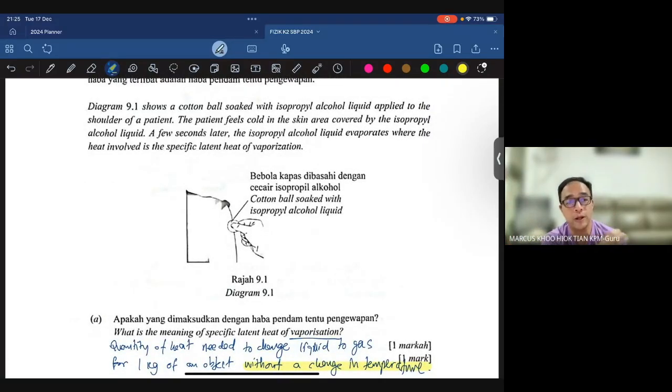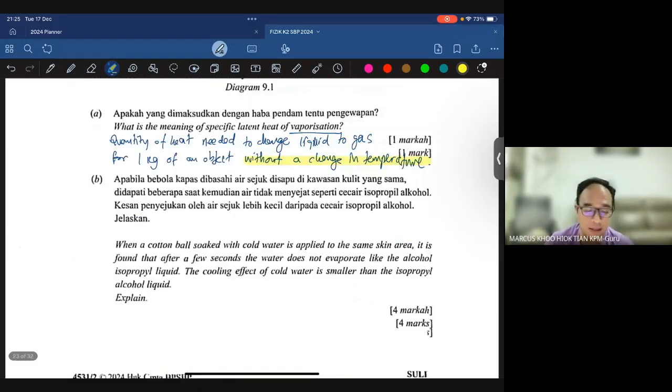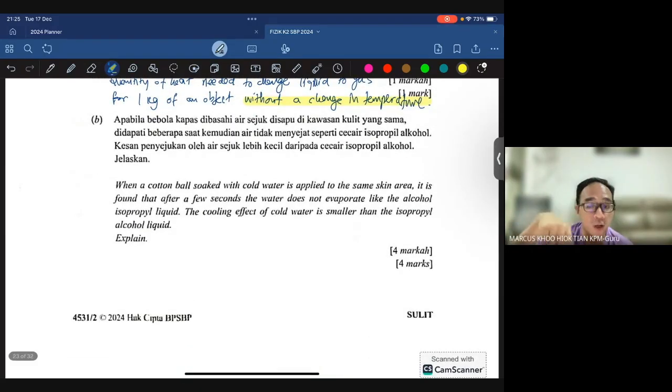Okay, and we know that when you put it in alcohol, it evaporates very fast. But this question is, when the cotton ball is soaked with cold water, because we want to feel cool, applied to the same skin area, it is found that after a few seconds, the water does not evaporate like alcohol. It remains there. This is observation number 1. The second observation is the cooling effect is smaller. It is not as cold as alcohol.